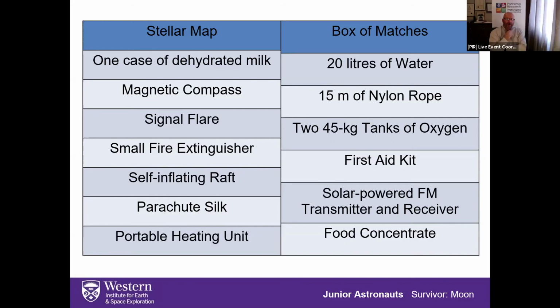So I would imagine the classrooms have had a chance to take a look at these now, and maybe have some ideas of what they would want. Maybe we can take a look at what the answers are.